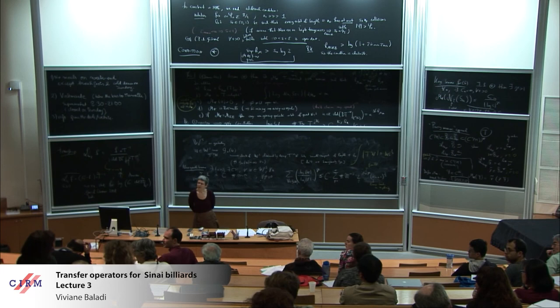Just in words, in this approach, what is roughly the role of the B tilde and the B weak? You don't have a Lasota-Yorke inequality, and the eigenvalue you're finding is in the weak space. What do you need the strong for, roughly?